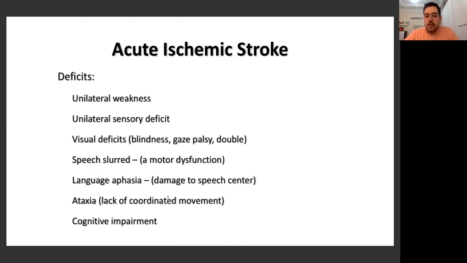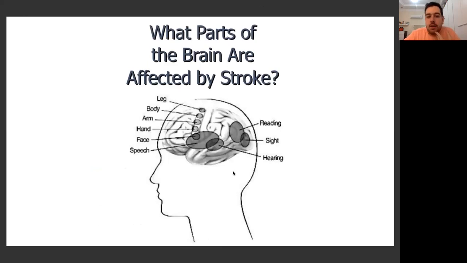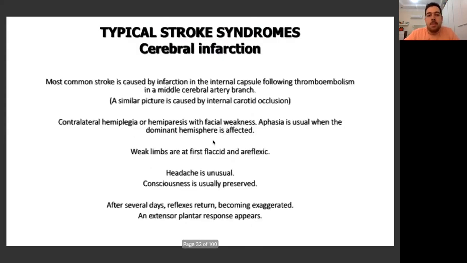So these are the deficits that you can see on physical exam. We've already talked about most of these. These are the areas of the brain that can be affected by stroke: the arms, the legs, the face, the speech, anything basically. What is the most common presentation for stroke? We said face weakness, hemiplegia or hemiparesis on one side of the body, and sometimes aphasia when the dominant hemisphere, when the cortex, is affected.